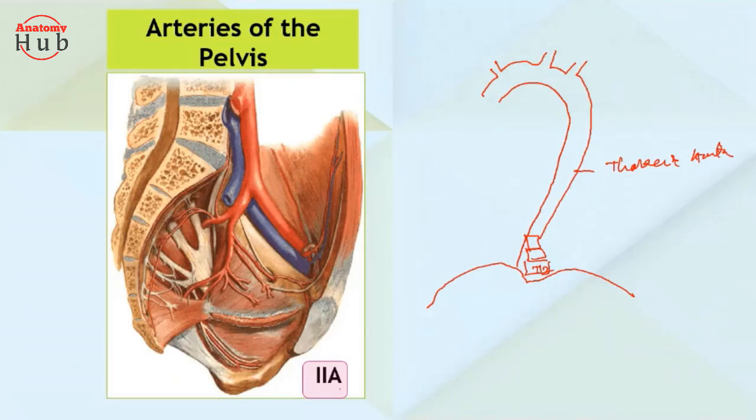Okay, so at the level of T12, the thoracic aorta passes through the diaphragm. So this is the diaphragm. Okay, it just passes downward as an abdominal aorta. Right now, it is your abdominal aorta.